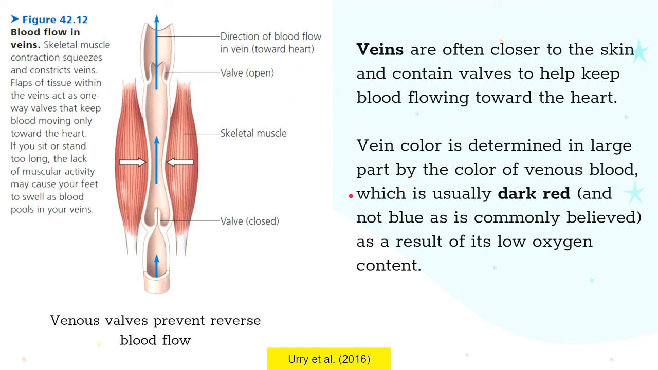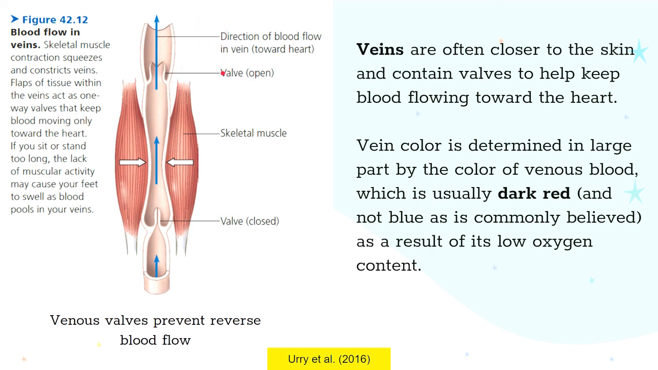Veins are often closer to the skin and they contain valves to help keep the blood flowing in one direction towards the heart. Skeletal muscles, of course, as you can see here, also help in contraction, and they squeeze and constrict the veins. The flaps of tissue that ensure that blood will only flow in one direction are called valves. The valves will open to allow the blood to pass through, and once the blood has passed through, they close. The rest of the system will ensure that the direction of the blood flow will be towards the heart.